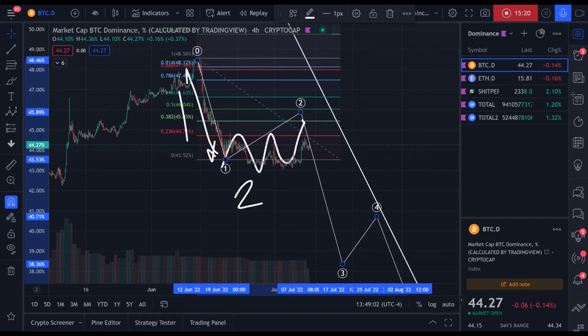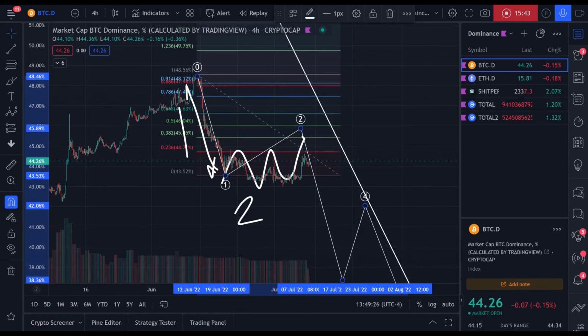And although this isn't an asset that's traded on a free and fair open market, still the principles of Elliott wave patterns still apply to Bitcoin dominance because it's reflective of assets that are traded on an open market. So hope that helps. Hope that's useful.